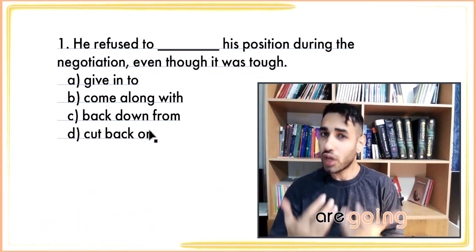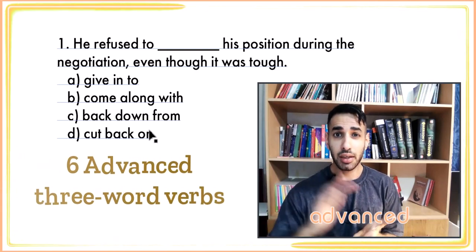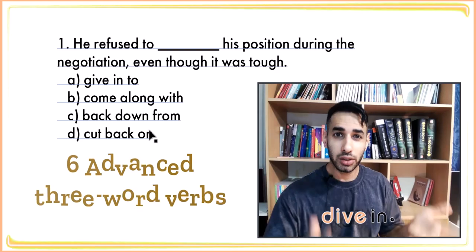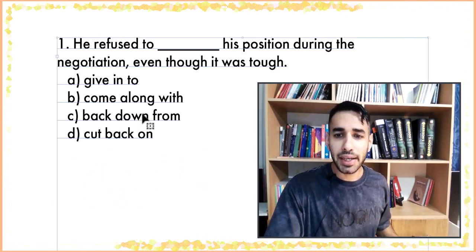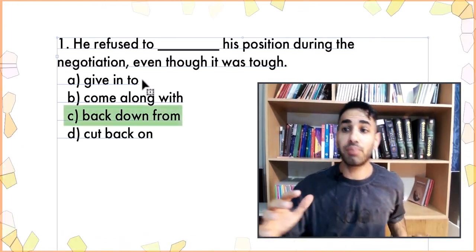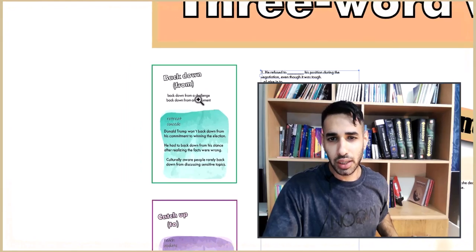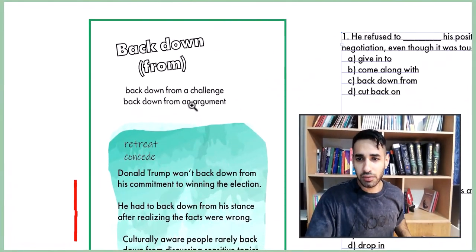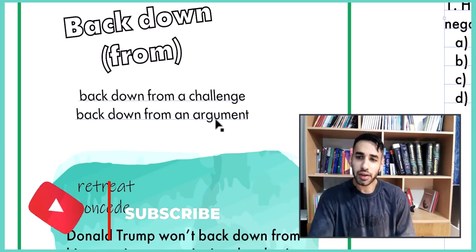In this video, we are going to learn six advanced three-word verbs for advanced learners. So let's dive in. The correct answer to this question is back down from. He refused to back down from his position during the negotiation. And what does it mean? Back down from, like back down from a challenge, or back down from an argument.